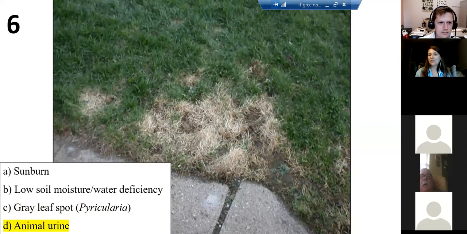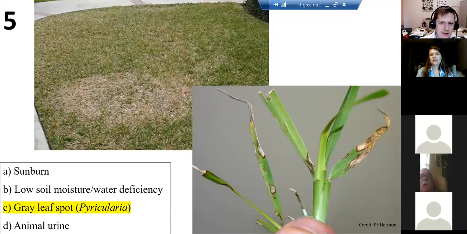Number 6. I know that was one that was tricky, right? So how did they do on that one? Yeah, more of them got this one. Probably 60% here. Oh, that's pretty good. I mean, they were able to see that it's localized, whereas if it had been low moisture or water deficiency, you would have seen more uniform problems.